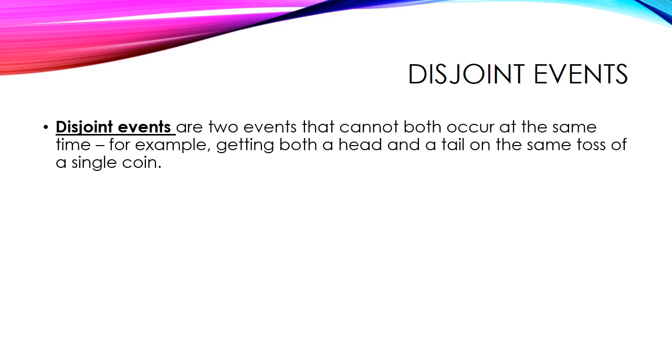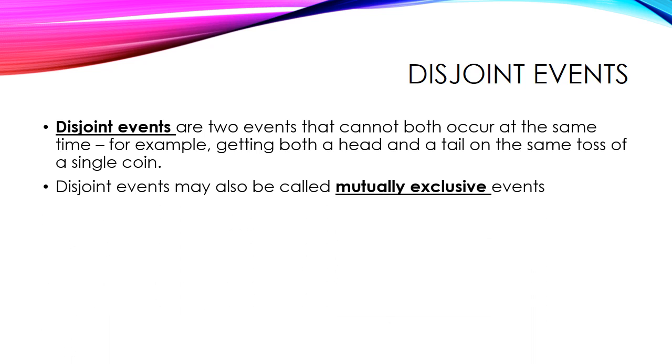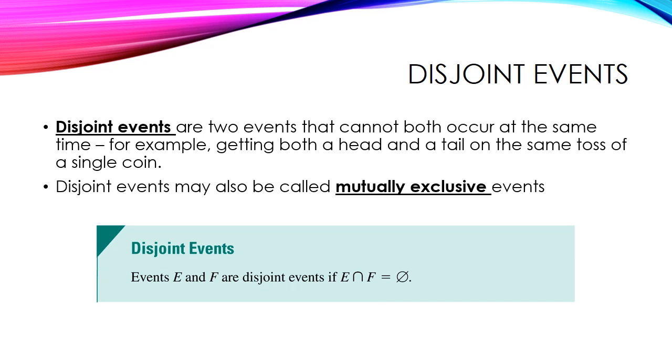Okay, disjoint events are two events that cannot occur at the same time. For example, you cannot flip a coin one time and get both a head and a tail on that one toss of that one single coin. Disjoint events could also be called mutually exclusive events. Once you've gotten one result, no other result can happen. They cannot happen together at the same time. And here's a little rule for them. Disjoint events. Two events are disjoint if their intersection is the empty set.